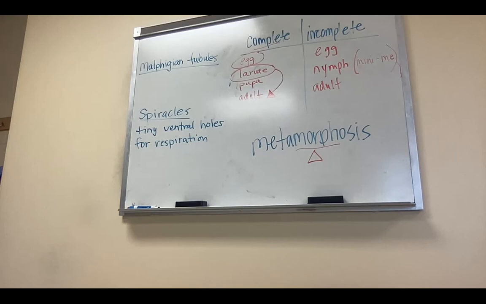Would you mind reading your other one? This is an extra credit one. Explain the difference between the compound and simple eyes in class Insecta. Anybody?